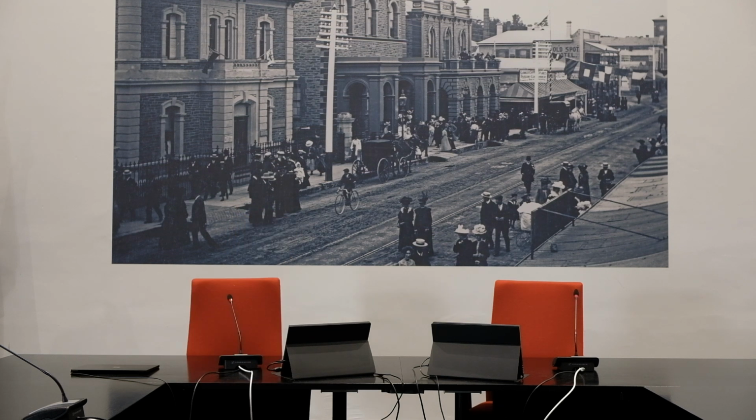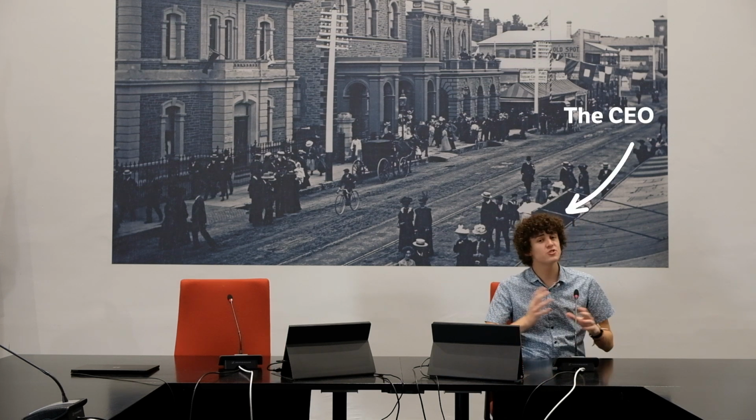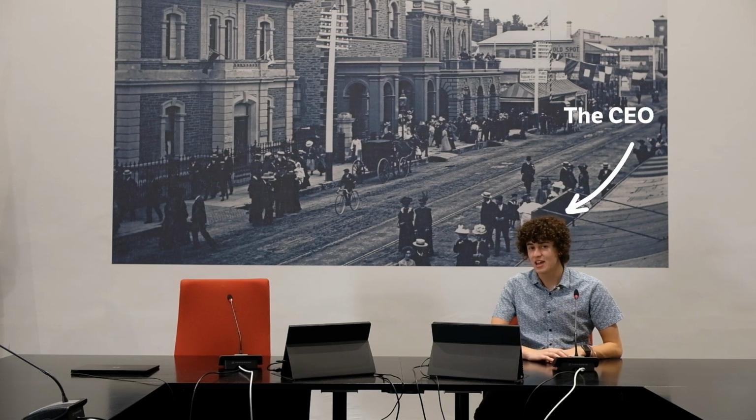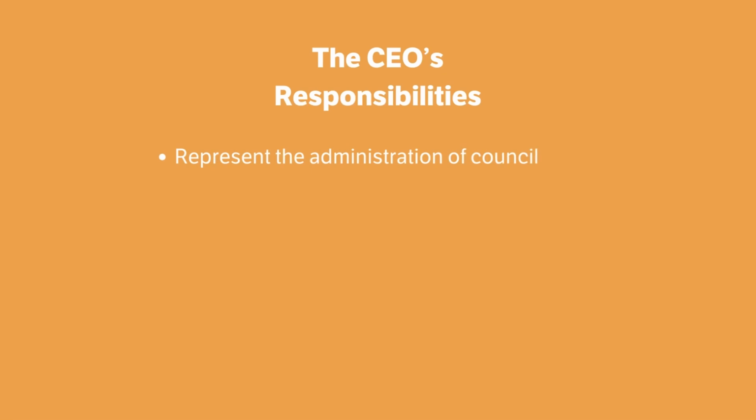Now, while the mayor and the councillors are the only ones actually participating in the meeting, there's lots of other people in the room who are actively involved in the council meeting while not directly participating. One of those people is the CEO. The CEO normally sits right next to the mayor. The CEO is there to represent the administration.